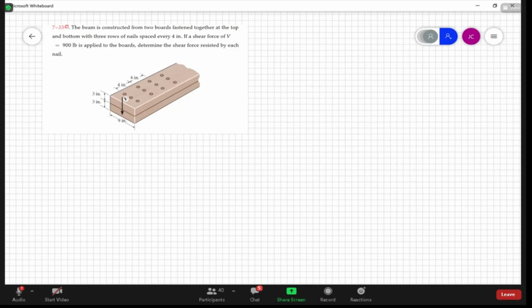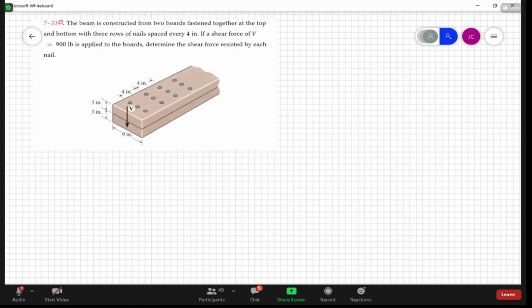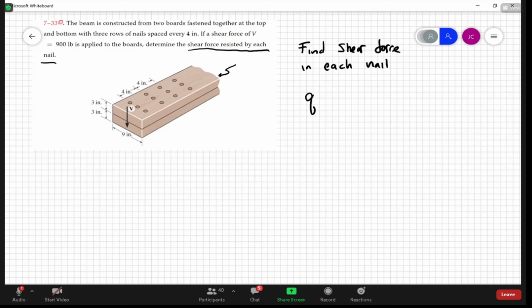All right, so here we have two boards, same size boards, and they're nailed together with this nail pattern here, right? So there's 3 nails on a line, and each line is spaced out 4 inches. Here it wants you to find the shear force in each nail. Okay, well, let's first figure out the shear flow.